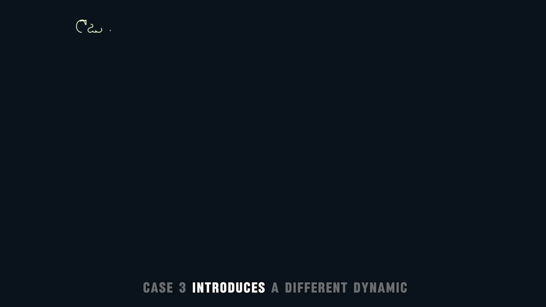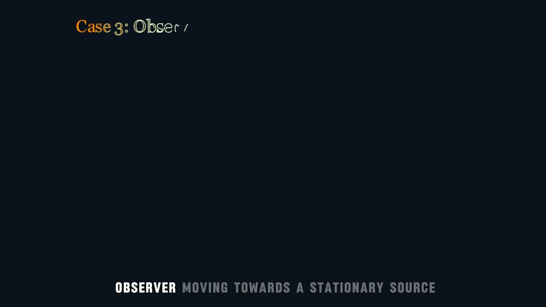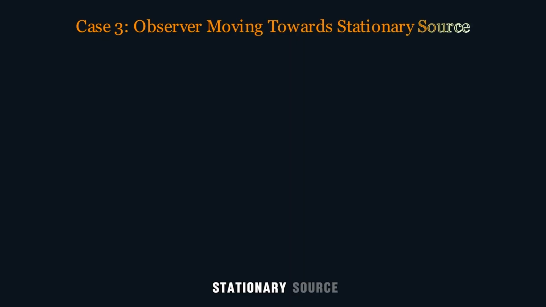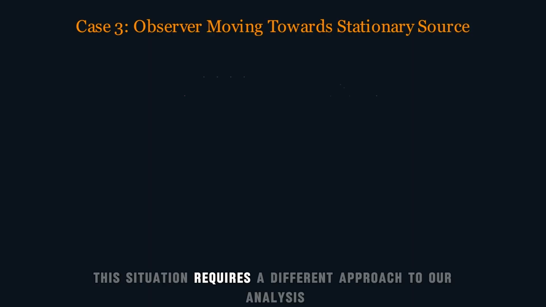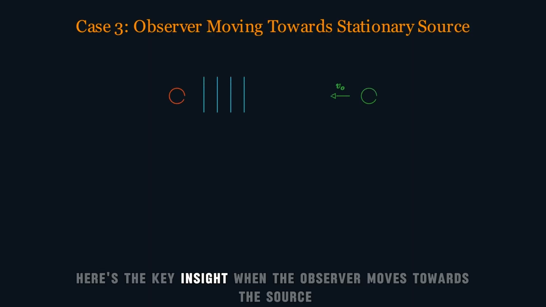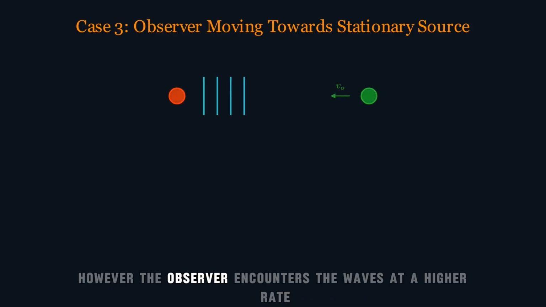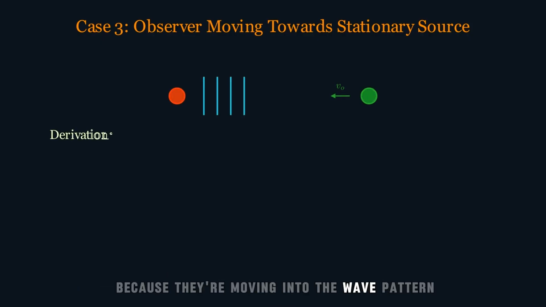Case 3 introduces a different dynamic, observer moving towards a stationary source. In our diagram, the green observer is now moving with velocity vo towards the red stationary source. This situation requires a different approach to our analysis. Here's the key insight. When the observer moves towards the source, the wavelength remains unchanged in space. However, the observer encounters the waves at a higher rate because they're moving into the wave pattern.